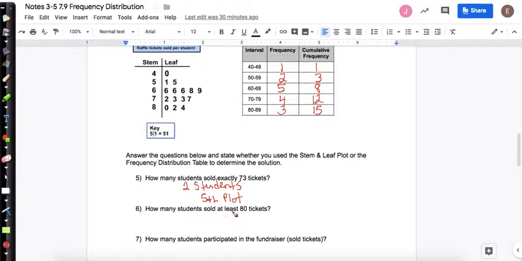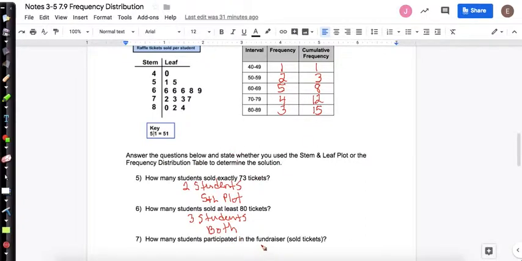Okay, how many students sold at least 80 tickets? So at least means 80 or more. So we can count here, 1, 2, 3. We can also look here, 80 to 89 would tell us 80 or more. So also 3. So 3 students. And this time we can use both graphs. So both stem and leaf and the frequency distribution.